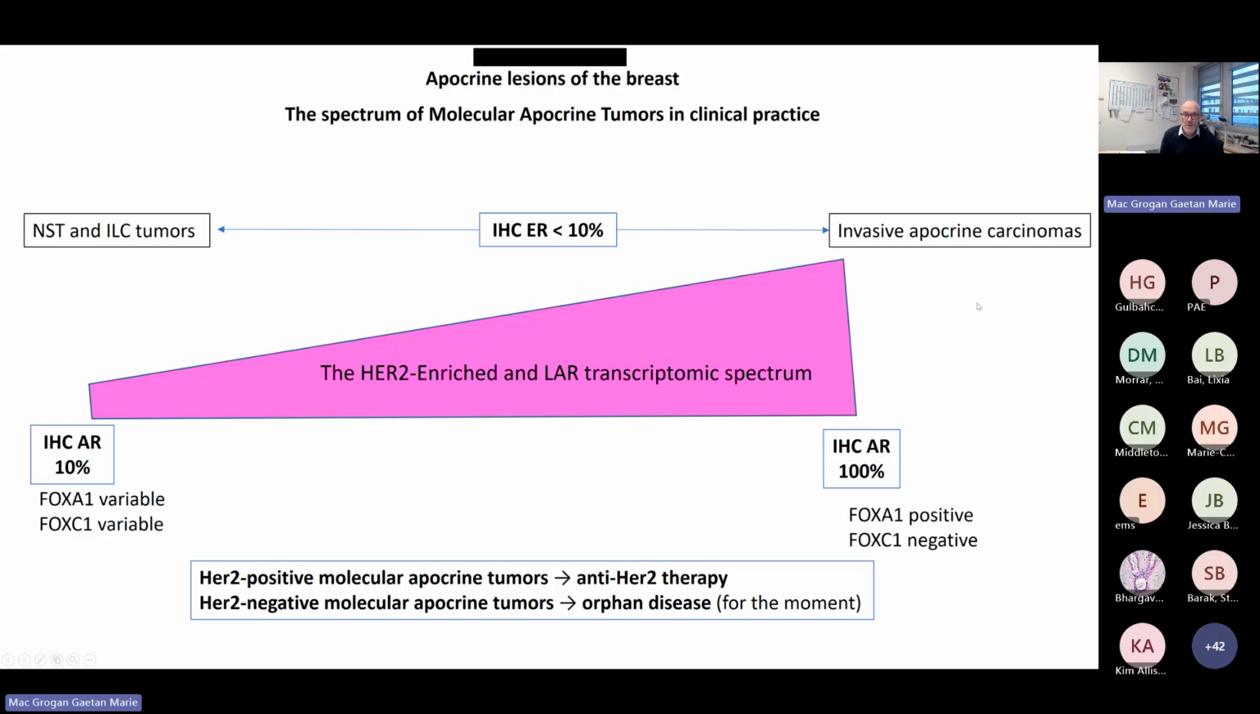So in clinical practice, HER2 positive molecular apocrine tumors, well, we've got the solution to treat them. As I told you before, they are very sensitive to anti-HER2 therapy. On the other hand, HER2 negative molecular apocrine tumors, the LAR tumors, represent at the moment an orphan disease because there is no real specific effective therapy in this type of lesion.